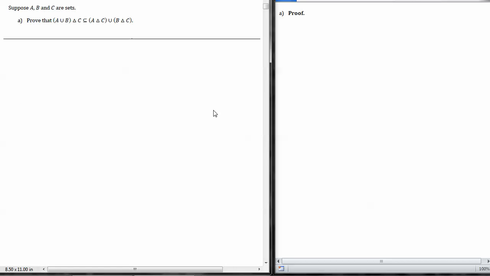Suppose A, B, and C are sets. Prove that A union B symmetric difference C is a subset of A symmetric difference C union B symmetric difference C. So let's try and draw a picture of this and also remind ourselves what a symmetric difference is. I'm going to try and draw a Venn diagram here with 3 sets in it.